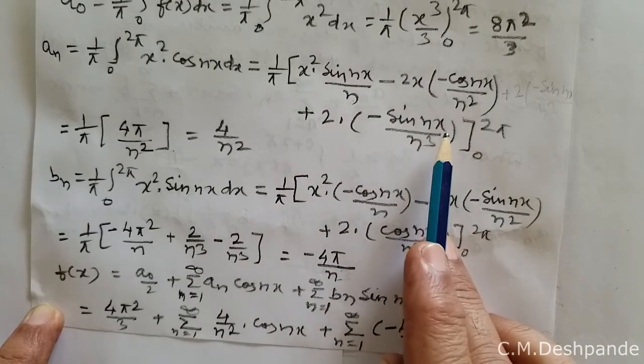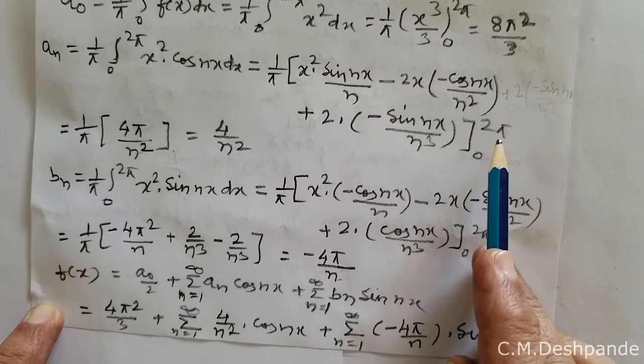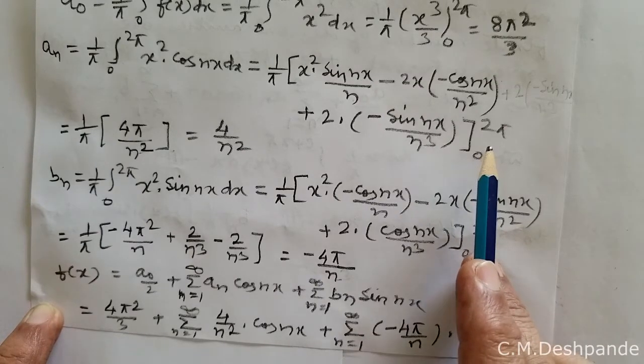So this is the end of integration by parts, and the limits are from 0 to 2 pi. Replace x by the upper limit and replace x by the lower limit. Usually the values of sine are 0. So first check the values of sine.